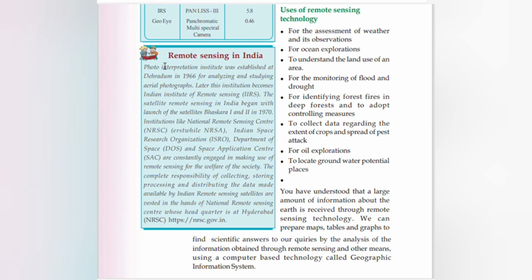Remote sensing in India. The Photo Interpretation Institute was established at Dehradun in 1966 for analyzing and studying aerial photographs. Later, this institution became the Indian Institute of Remote Sensing, IIRS. Satellite remote sensing in India began with the launch of the satellites Bhaskara 1 and 2 in 1970. Institutions like the National Remote Sensing Center NRSC, erstwhile NRSA, Indian Space Research Organization ISRO, Department of Space DOS, and Space Application Center SAC are constantly engaged in making use of remote sensing for the welfare of society.